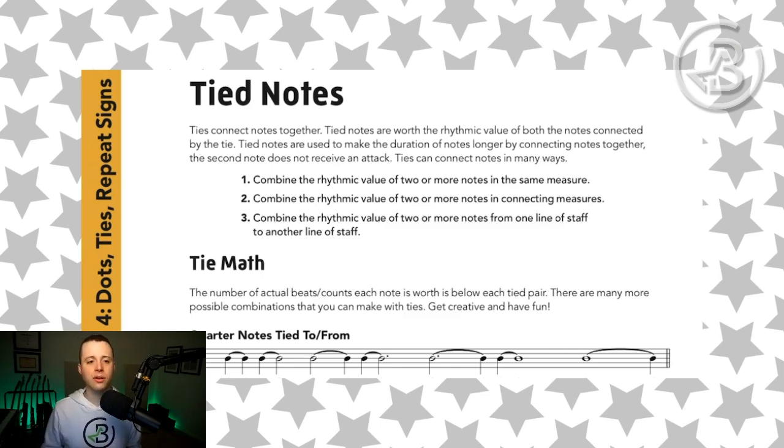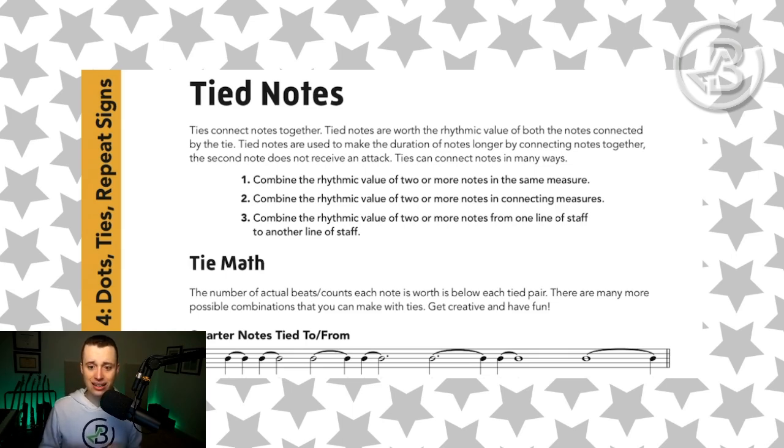Let's say we have a half note tied to a quarter note. Half note gets 2 beats, 2 counts. Quarter note gets 1 beat, 1 count. Tie them together, you add them together. That's going to be 3 beats, 3 counts. So tied notes make the duration of notes longer by connecting the notes together. And interestingly, the second note of the tie does not get an attack. You're just going to hold it out like we did with the tas.